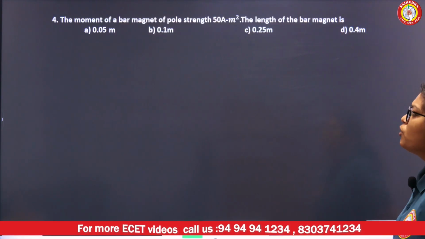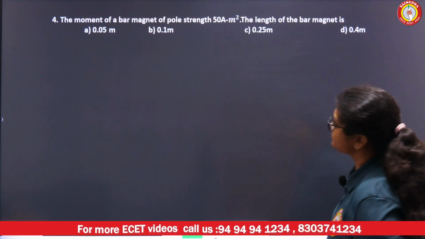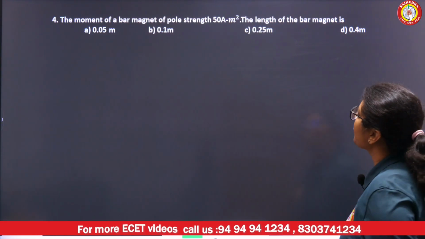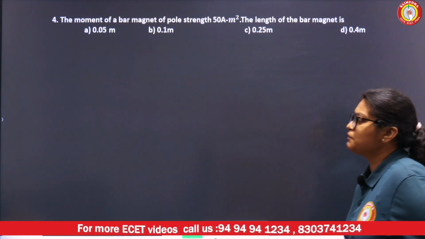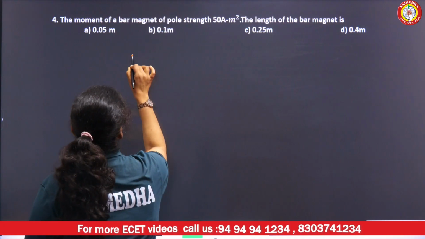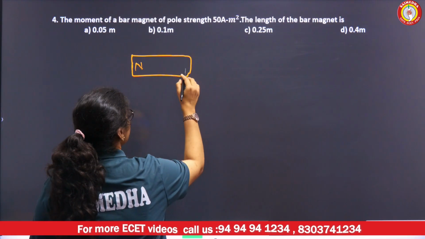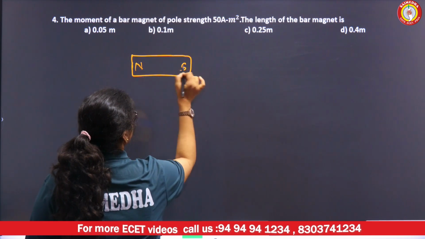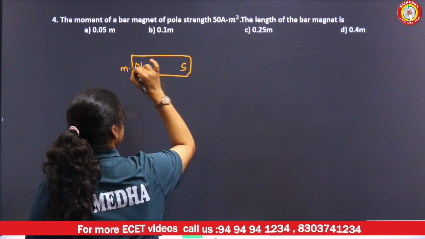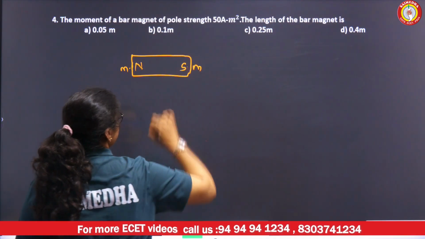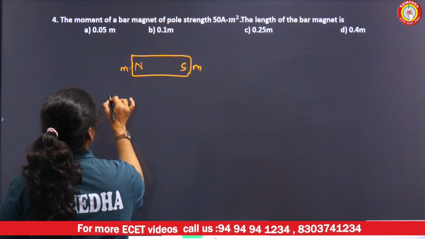Yes, the moment of a bar magnet of pole strength 50 ampere meter square. Pole strength. Clear? The length of the bar magnet is, the length of the bar magnet, they asked us to find out. If I take a bar magnet, how many poles does it have? There is never a monopole; compulsorily we should have a pole pair. So here we have field strength, a magnetic moment, and at the same time here also we have the magnetic moment. Clear? So they are asking us to find out the length.